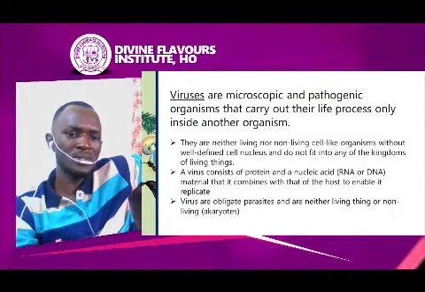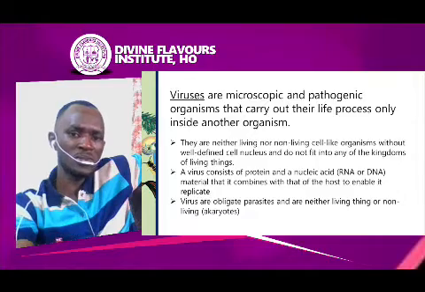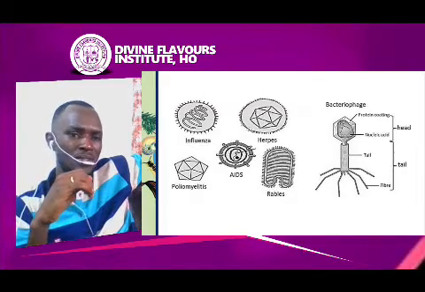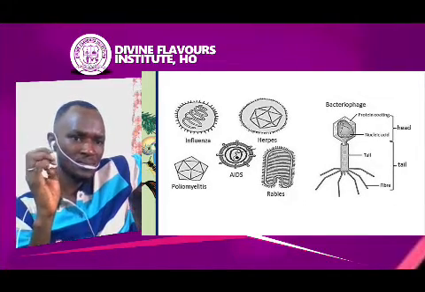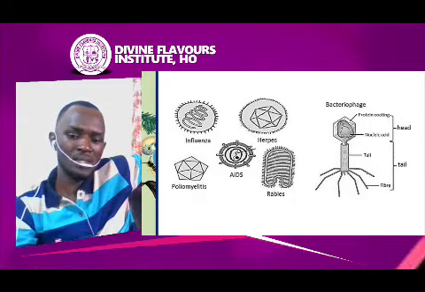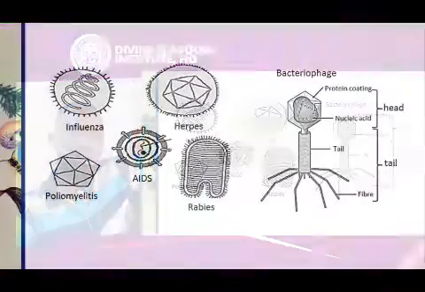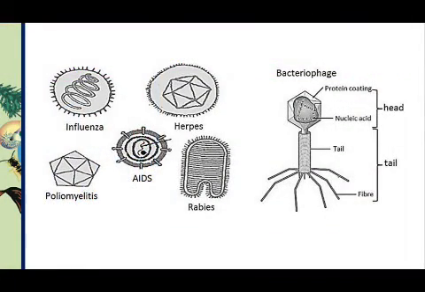Let me show you some examples of how they look. So we have the bacteriophage. I hope you can see how the bacteriophage looks. Let me enlarge it for you. So they have the nucleic acid content, and we are talking about the ribonucleic acid, that is the RNA, and then we have the DNA, deoxyribonucleic acid.